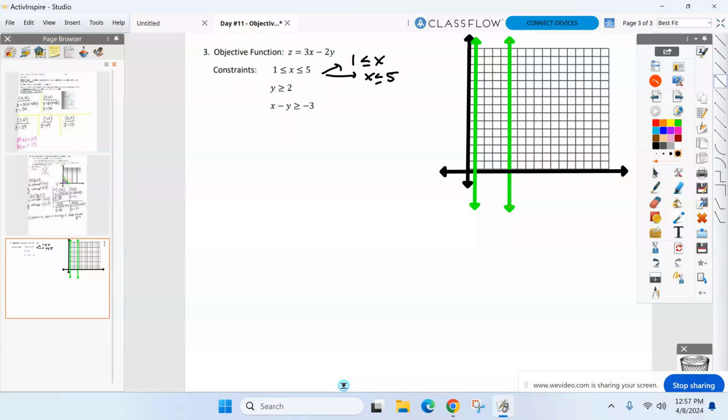Y is greater than or equal to 2. Graph it on the calculator. Or remember, what type of line is this one? Horizontal going through 2. Use a straight edge even for horizontal and vertical lines.